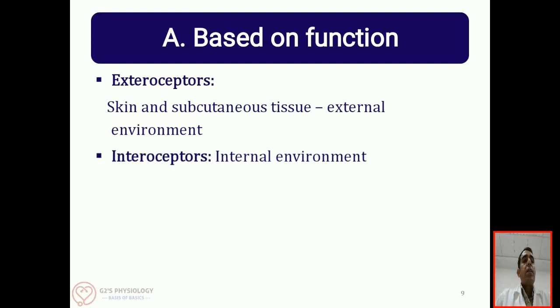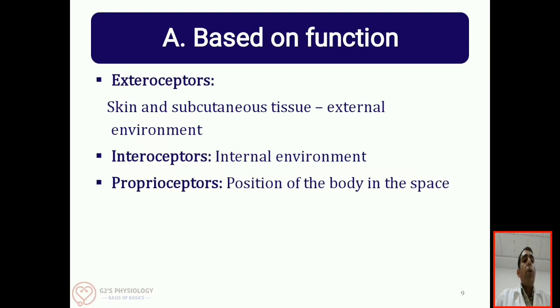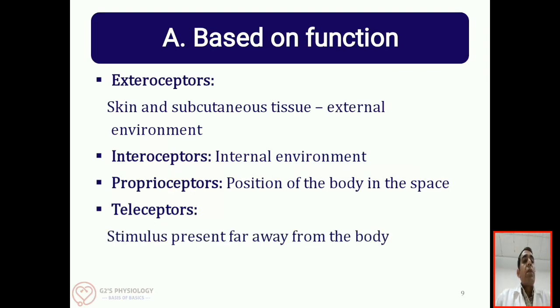Interoceptors sense the internal environment, for example baroreceptors and chemoreceptors. Proprioceptors are the receptors which send the position of the body in space. And the second is the telereceptor. So what is the telereceptor? The stimulus is present far away from the body, for example auditory receptors.